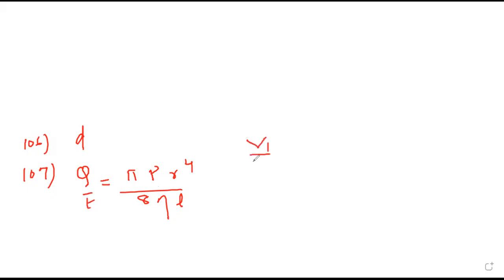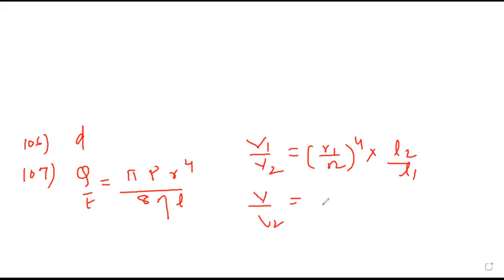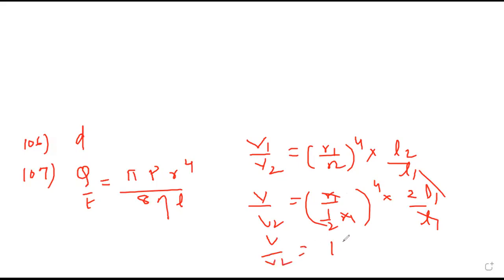So I can say V1 upon V2, everything is the same except the radius and length, so R1 upon R2 raised to 4 into L2 by L1. That means V upon V2: the radius is made half, so R1 upon half R1 raised to 4, and the length is made double. So 2 times L1 upon L1 cancel, R1 cancel. V upon V2 is 2 raised to 4, which is 16, into 2. That means V2 will become V upon 32. V upon 32 is option D.